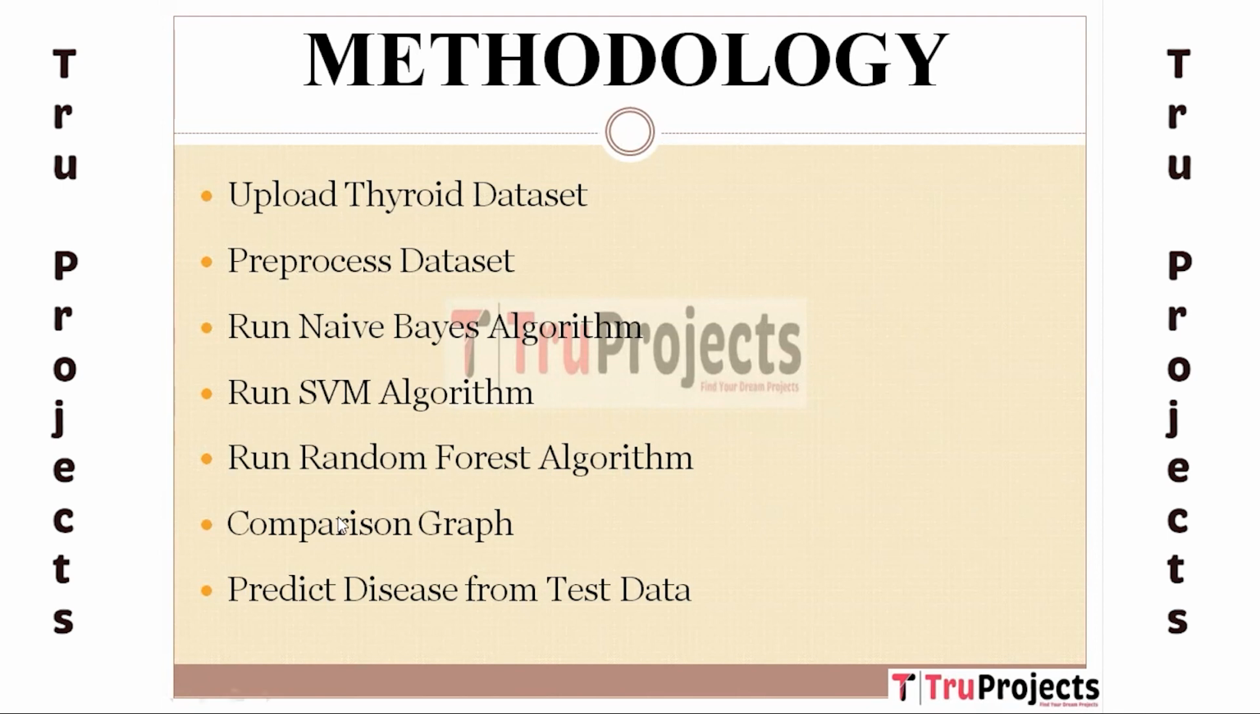The next module is Run Random Forest algorithm. Random forest is an ensemble learning technique that constructs multiple decision trees and combines their outputs for improved accuracy. This module adopts random forest due to its robustness against overfitting and its ability to handle large datasets. The model is trained on 80% of the dataset and its prediction accuracy is assessed on the test data.